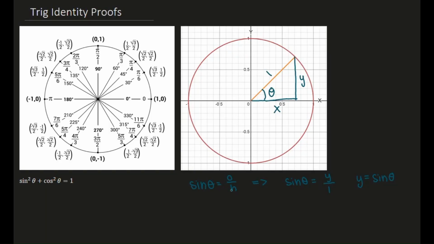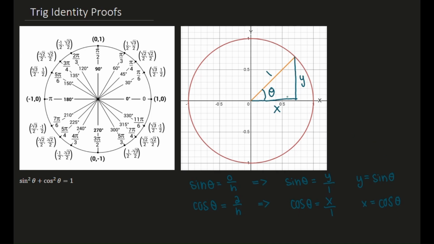I can do the same thing to find the x value. Instead of using sine, though, I'm going to use cosine of an angle, which gives me the adjacent side over the hypotenuse. And that just translates to the cosine on the xy coordinate system being the x value, so that x value over 1. So x is equal to the cosine of that angle.